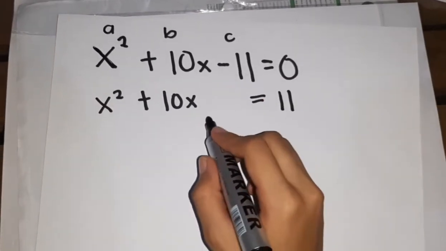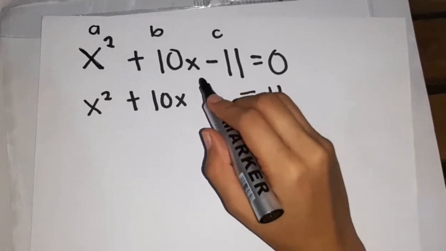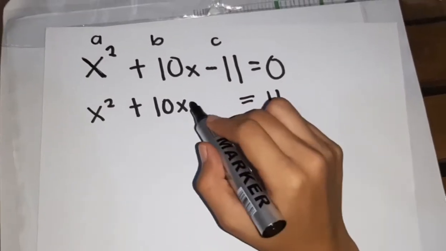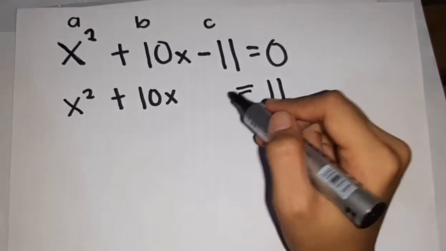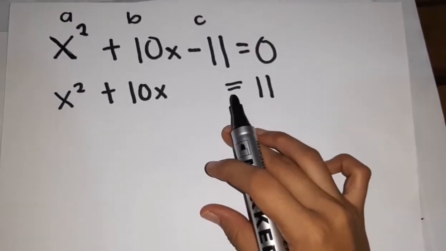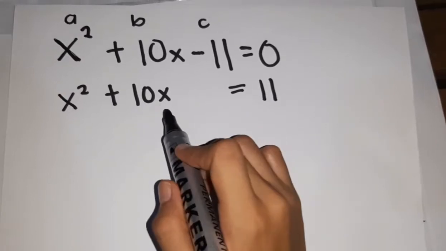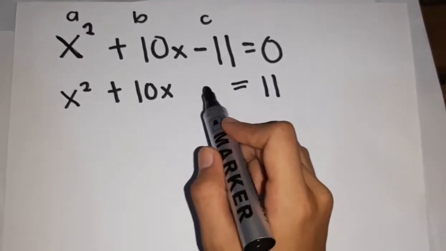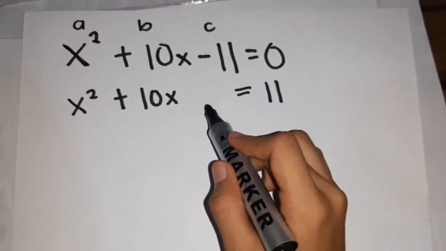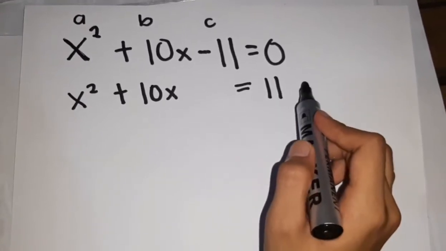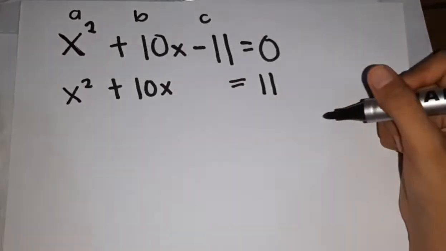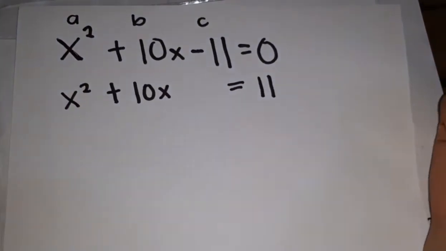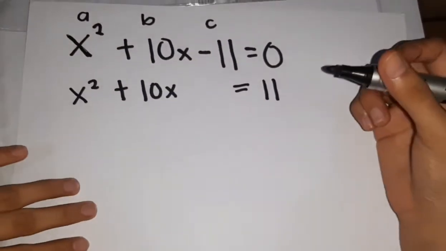So now, why did I provide a space here? Because we will be adding something here to make this quadratic expression a perfect square trinomial, because that's our goal, so that we can complete the square. So x squared plus 10x, we will be adding something. If we add something here, you need to add that also on the other side so that they can still be equal. So we'll be using this formula.